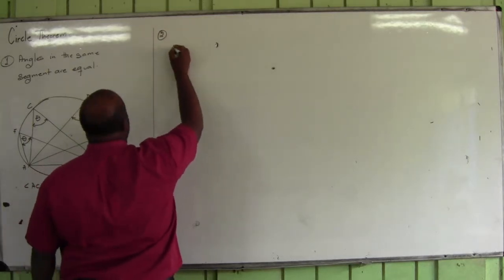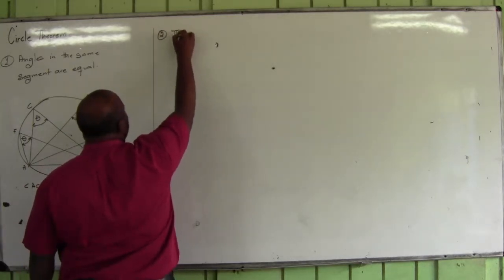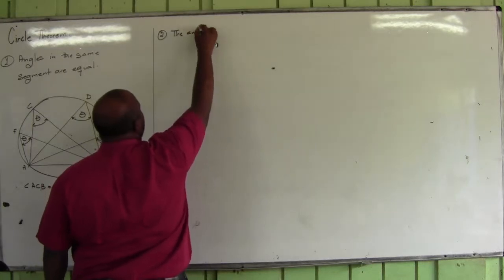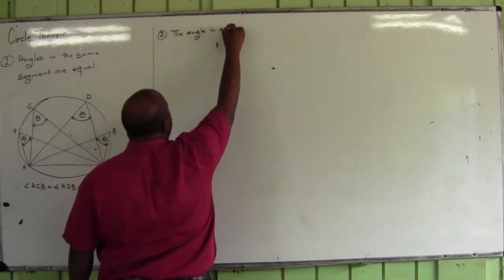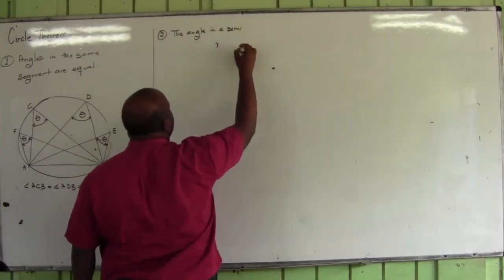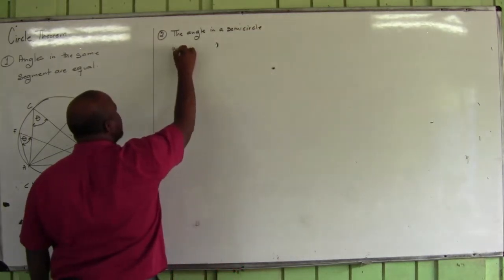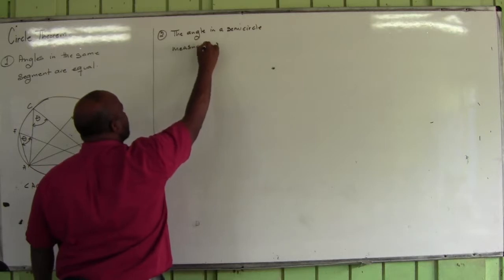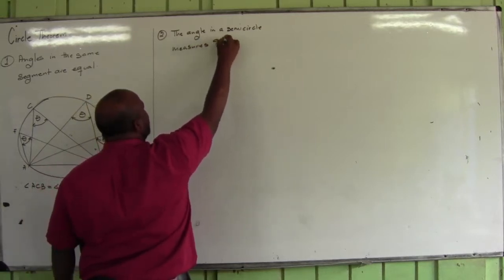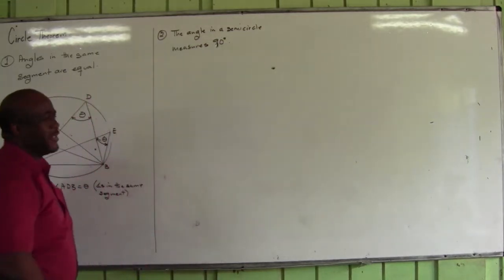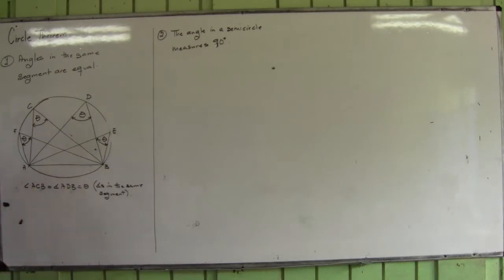Alright. The angle in a semicircle measures 90 degrees. Or the angle in a semicircle is 90 degrees. The angle in a semicircle is 90 degrees.